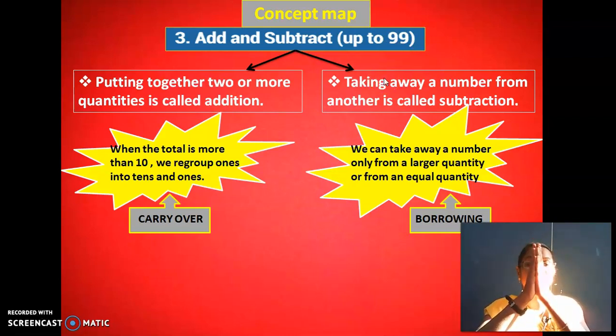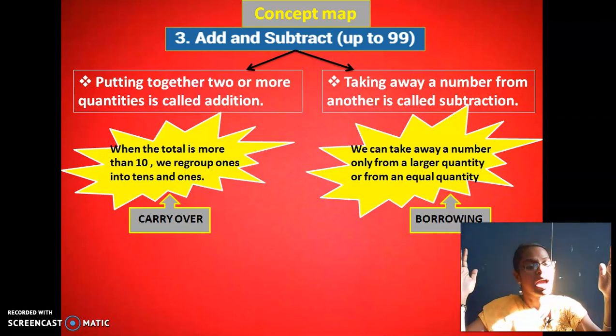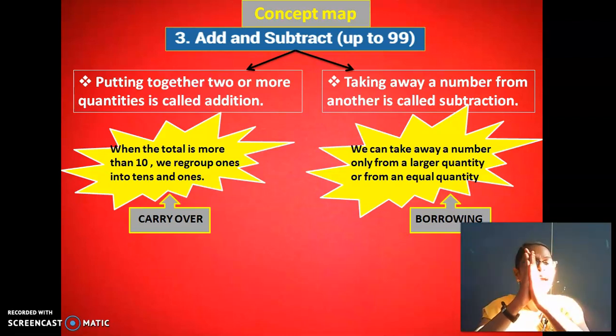So, now what I am doing here? I am taking away my hand. So, taking away a number from another. I am taking my hand from one another. So, likewise, taking away a number from another is called subtraction.